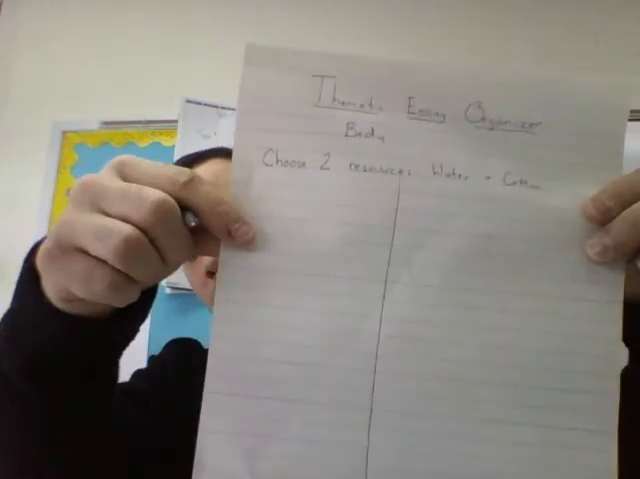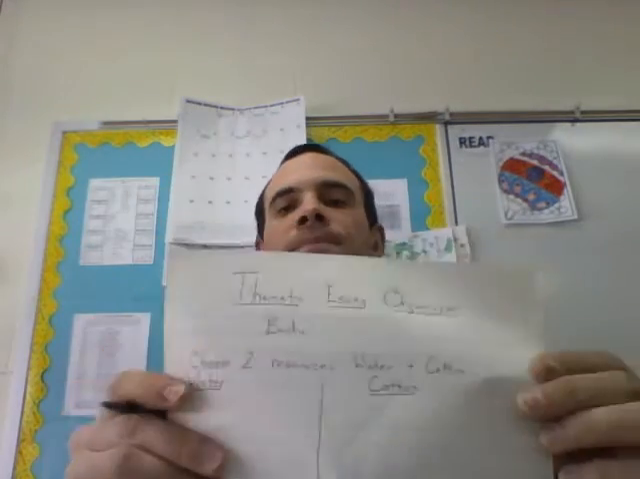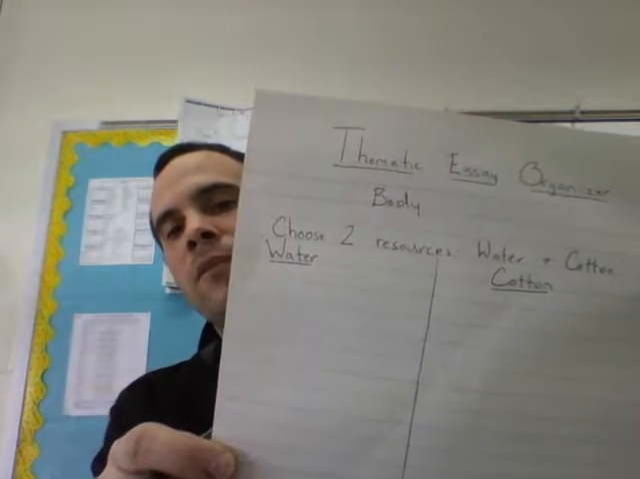Alright, what we're going to do now is we are going to split our piece of paper in half. So it looks like this. On one side we are going to put our first resource, so here I am putting water. On our other side we put our other resource, which I am going to put as cotton. So it looks like this so far.